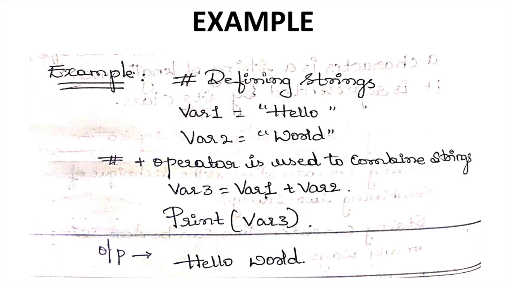Now what is the result? Hello word is the result. You can see hello and word are joined together. So to join these two strings like this, the first method I used is the plus operator. Getting my point? So this is the first method. In this way, you can join any two strings. String is nothing but a set of characters.